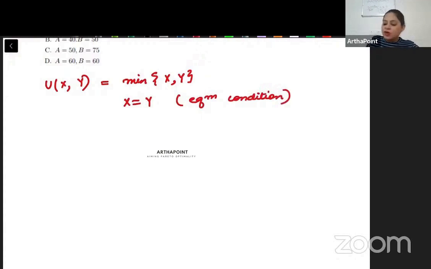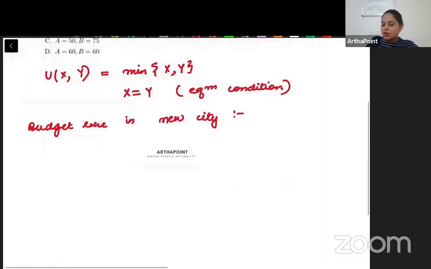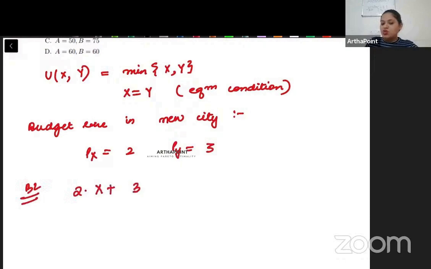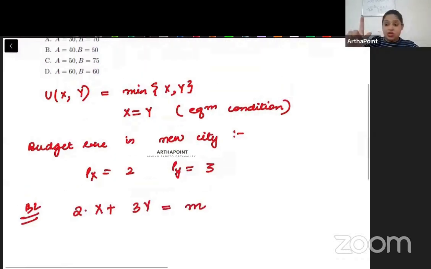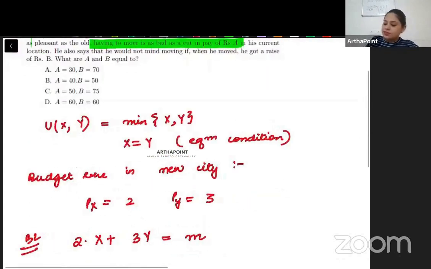Right? Now, if I talk about my budget line in the new city, then what is my budget line? The prices are given to me as 2 and 3. So Px is 2 and Py is 3. So my budget line is going to be 2x + 3y = income of the consumer. His income is unchanged. He is still getting rupees 200. So his income is still 200.